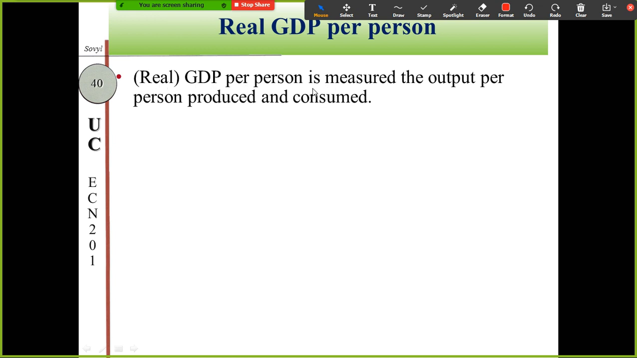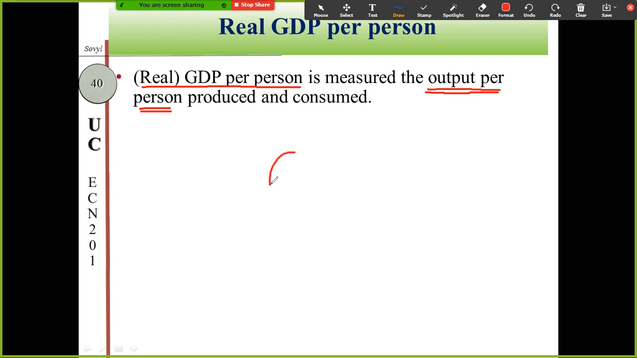Real GDP per person is the output per person produced and consumed in one country in a period of time. So when we consider output per person, this is real GDP per person. But I think you still remember how to calculate real GDP from the previous movie.